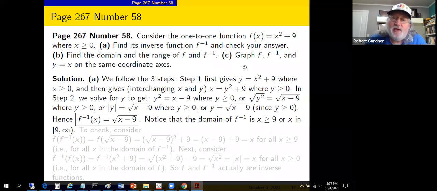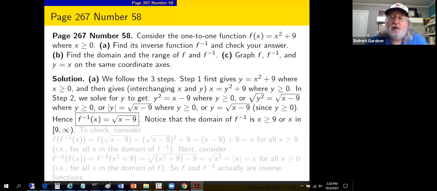So we'll follow the 3 steps. First, replace the f of x with a y equals x squared plus 9. Second, interchange x and y so that this becomes x equals y squared plus 9. Previously, we had x is greater than or equal to 0. So in this relationship, we'll have y is greater than or equal to 0. Interchanging the x and y in the definition of the function, which includes this extra little piece over here. So there's what we get, having interchanged x's and y's.